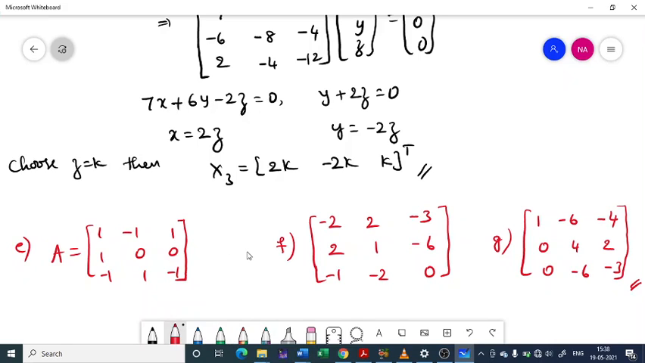So with that we are going to wind up discussion on eigenvalues and eigenvectors. From the next class we will discuss diagonalization of matrices, not vectors. Diagonalization of matrices we will discuss in the next class.